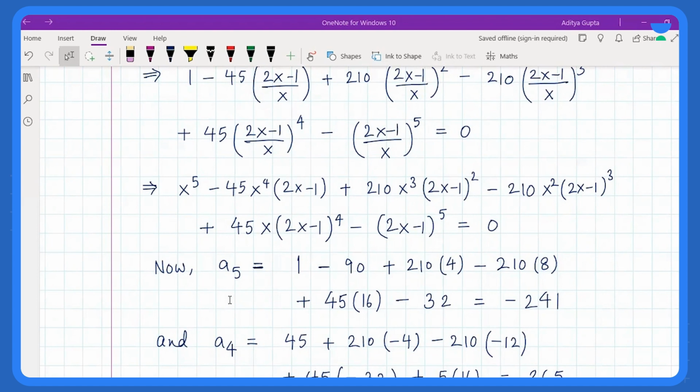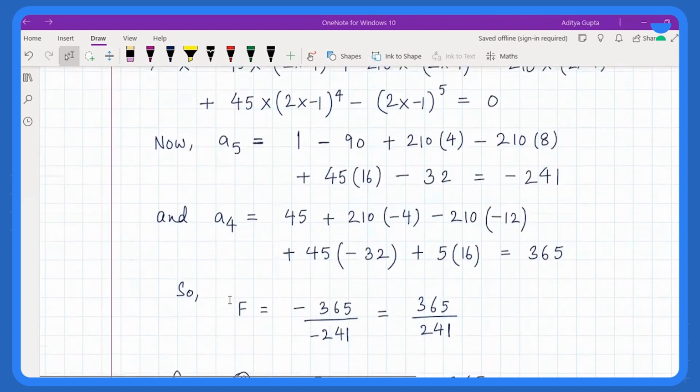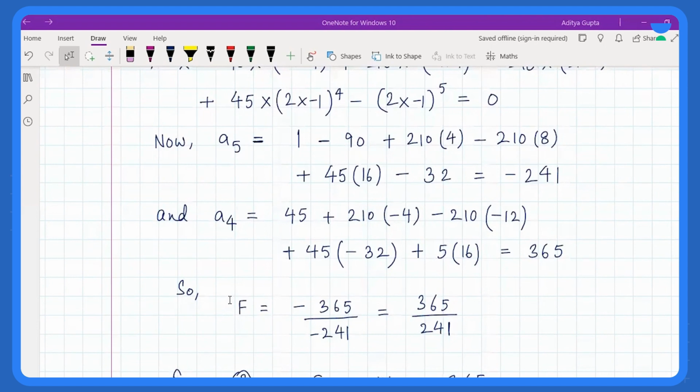Then A4 we are finding. So A4 means the coefficient of x power 4. Obviously, in the x power 5 term, it is 0. Then in the next term, it is minus 45 into 1 into minus 1 actually, right? Then only x power 4 will be generated, right? So similarly, we have kept going and simplified it for all the terms and found it to be 365. And that is all that we need. We don't need to find other coefficients, right?